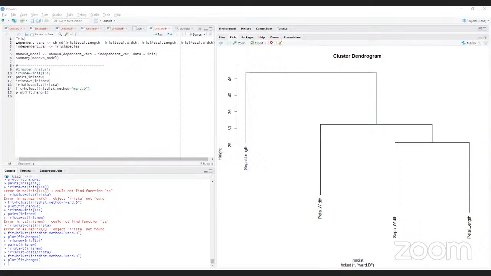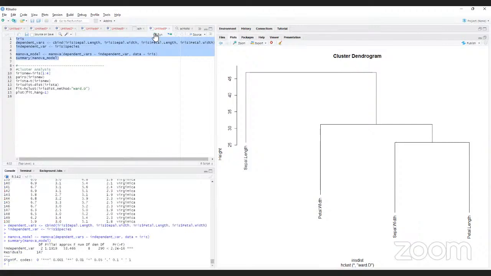Now, I am selecting this total data and I write the run command. I think this is visible to all of you, right? Yes, sir, visible. So it indicates that the independent variable degrees of freedom is 2, because 3 groups are there. Therefore, it is 2. And the residuals is 147.